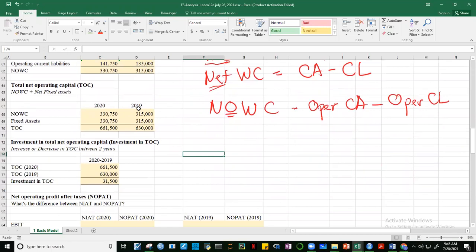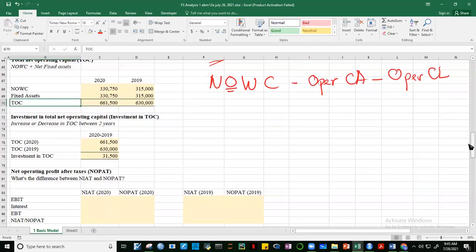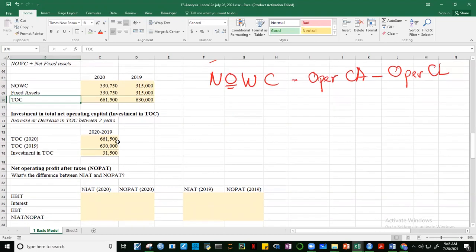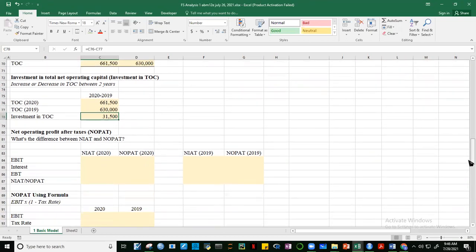Then to the NOWC, we add the net fixed assets to get the total operating capital or total net operating capital. Some call this TNOC, some call it TOC, pero pareho lang yan. Okay. Then to compute for the investment in total operating capital, we just get the difference. Okay, by how much did our total operating capital increase? So we just subtract yung TOC natin ng 2020 to the TOC in 2019. In this case, there was an increase of 31,500. Actually, 31 million yan, no?